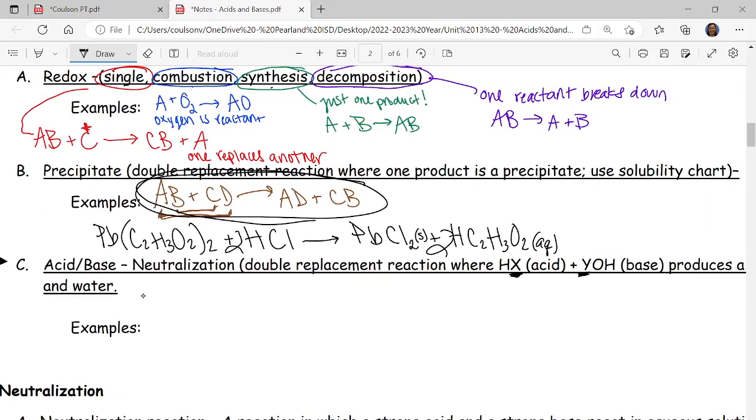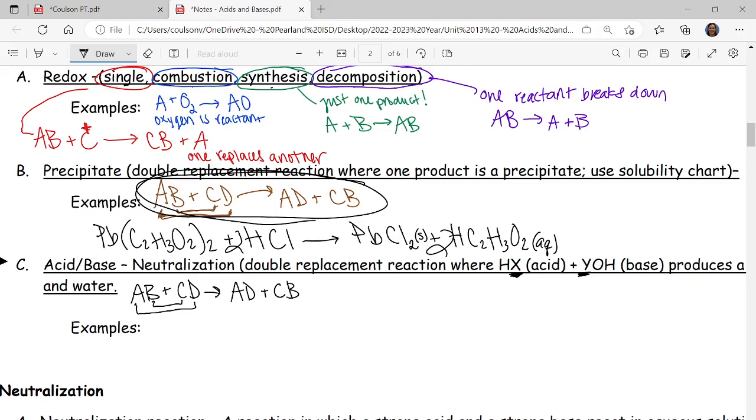So I'm going to copy down AB plus CD produces AD plus CB, just so that you see that again. The way that I think of it is that your outside ones go together and your inside ones go together. If that doesn't help you, what's really happening is that your cations and anions are trading partners. So as long as everyone on the product side gets a new partner, you're good, and you just put it in that order.